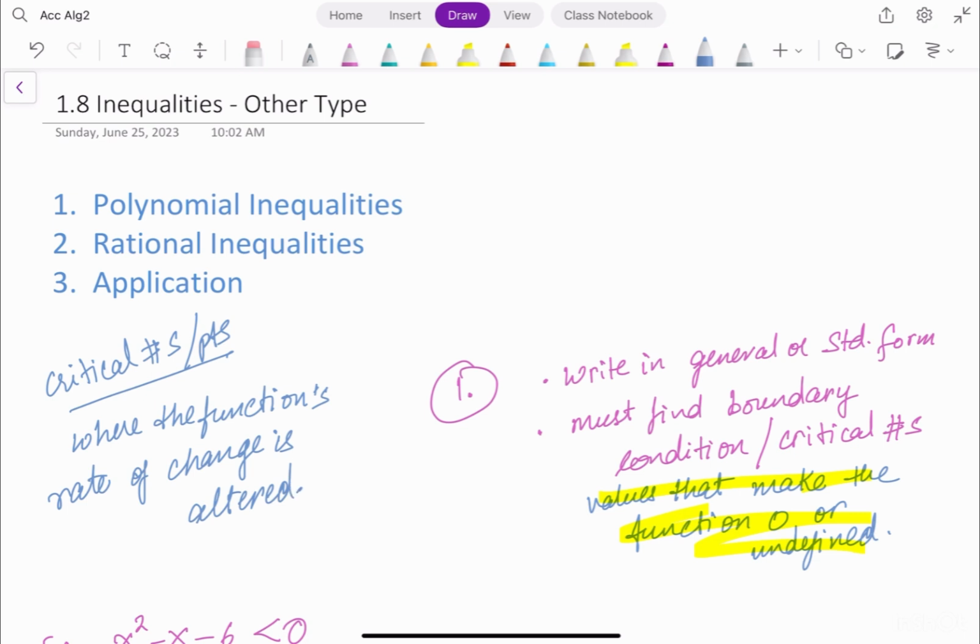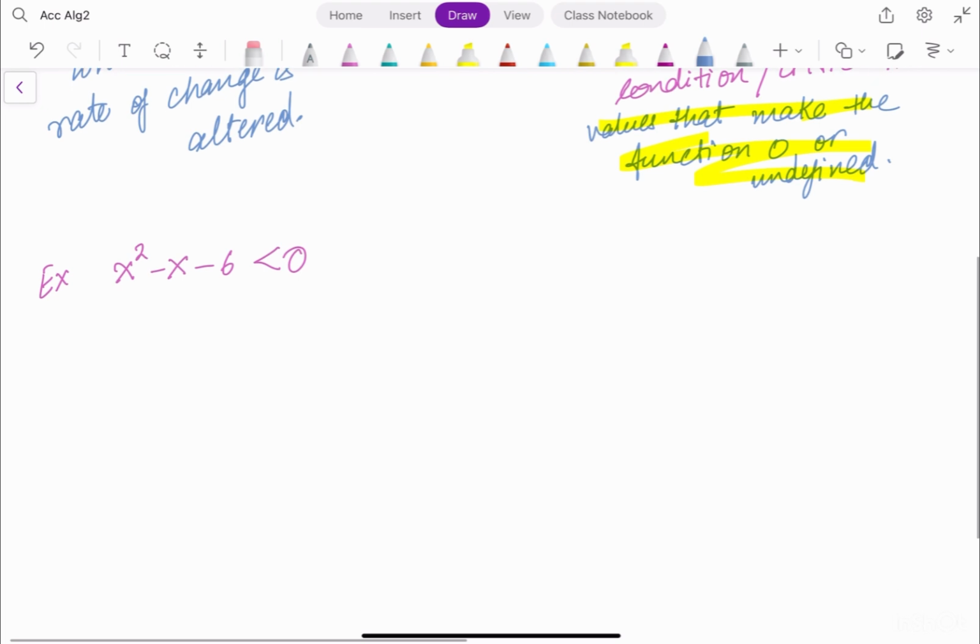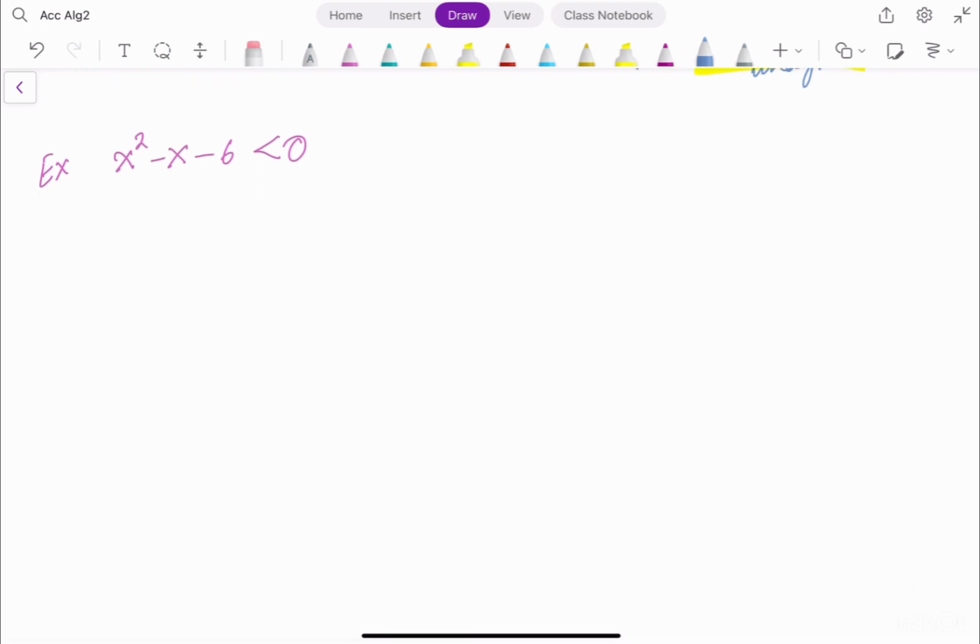Let's understand polynomial inequalities with one example. So we have one example right here. By now you know how to factor the quadratic. So you can easily factor it, and we get x plus 2, x minus 3, which is less than 0. So this is my first step. The first step to solve all of these is to factor it. The second step is to find the critical points.